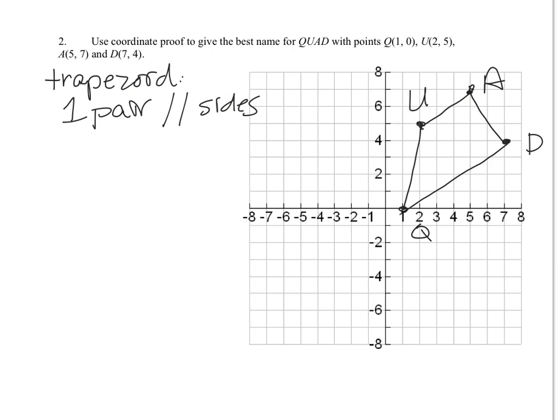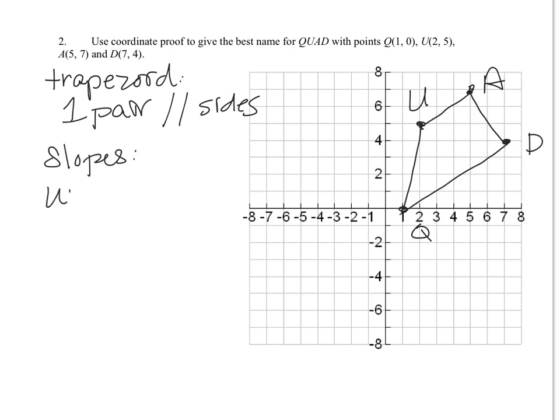And now remember, we have 2 other specific types of trapezoids. One is an isosceles trapezoid, in which case we'd have to show that the legs were congruent using the distance formula. The other is a right trapezoid. So if we could show that one of the angles is a right angle, really 2 of the sets of lines are perpendicular, then we could show that this is a right trapezoid. So let's start by looking at the slopes.